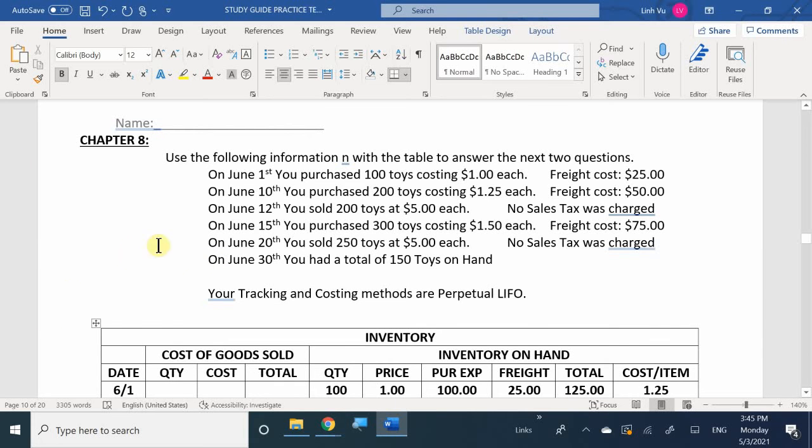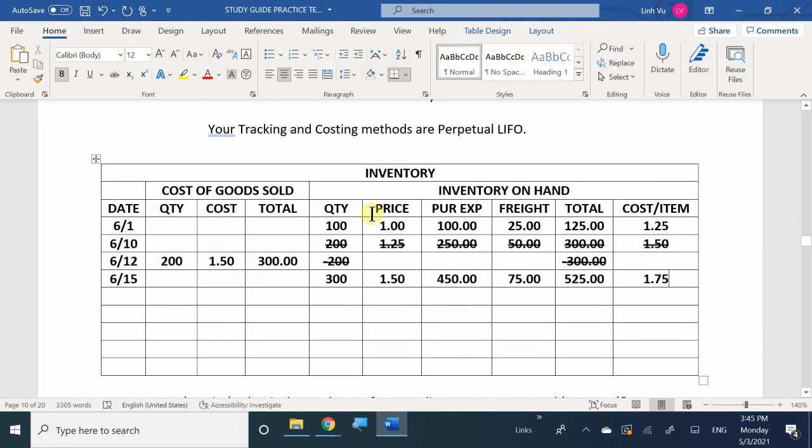Okay, so let's take a look at our batches, right? So how many batches do we have? Two. So which one are we going to take from? The last one, the 300. So in this case, on June 20th, I sold 250 items. At what cost is going to be each item? 175. So what's my total amount that I sold? 437.50.